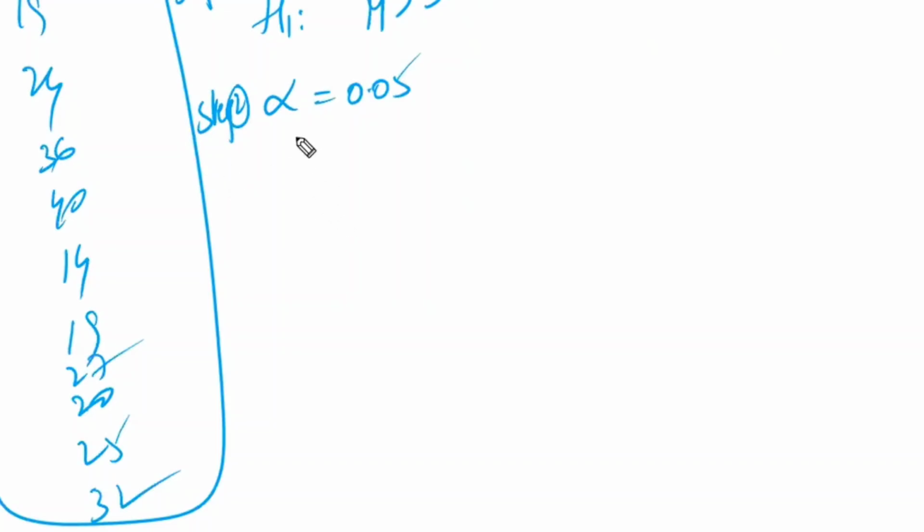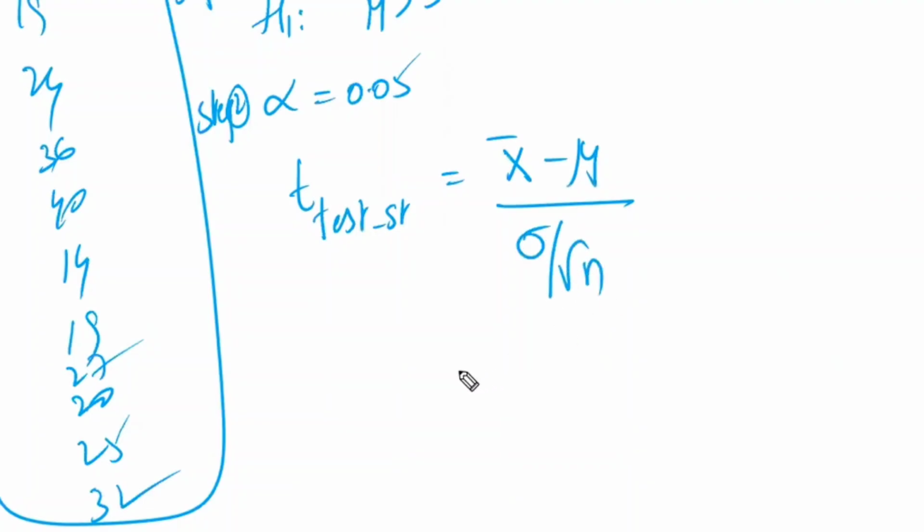Step number 3. Now, I am not going to give the standard deviation. I have not given you the population standard deviation. Now, what are you going to do? T-test or Z-test? T-test, because the sample size is not greater than 30 and the population standard deviation is not available. So you are going to select the T-test. The test statistic is X bar minus mu divided by s by square root of n.